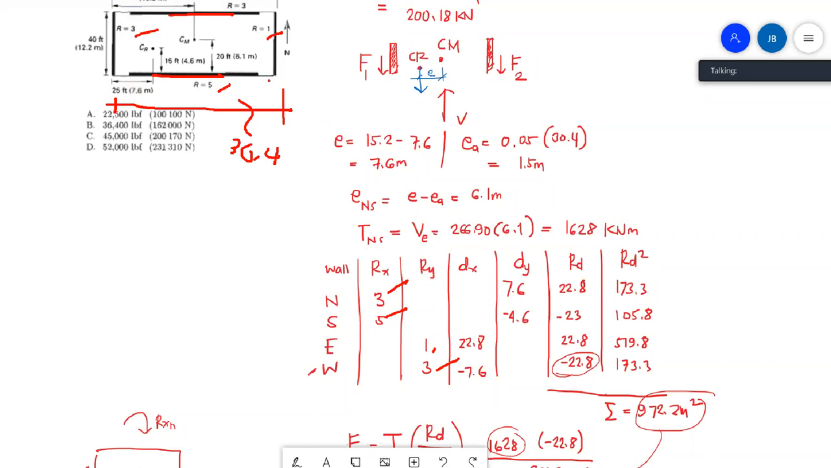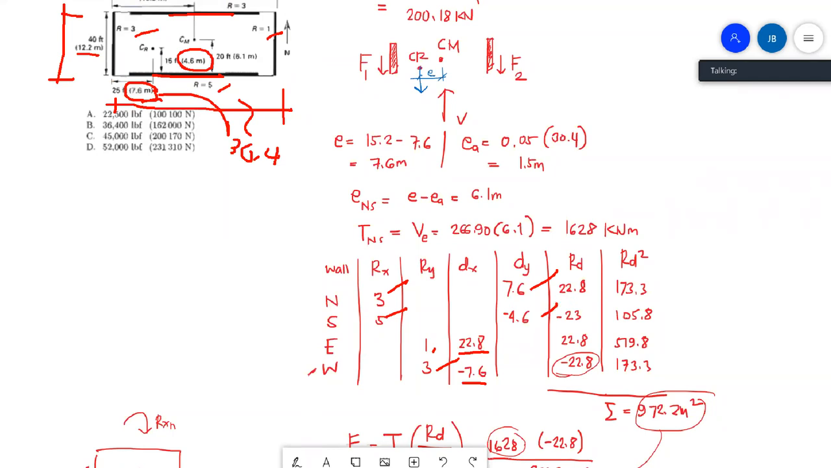Kasi ang ano nito is 30.4. Tapos yung center of rigidity mo is located 7.6. So i-less mo tong dalawa, you will get 22.8. Okay, positive. Then 7.6 negative. Okay. Then sa north to south, 7.6 kasi 12.2, then 12.2 minus mo si 4.6.